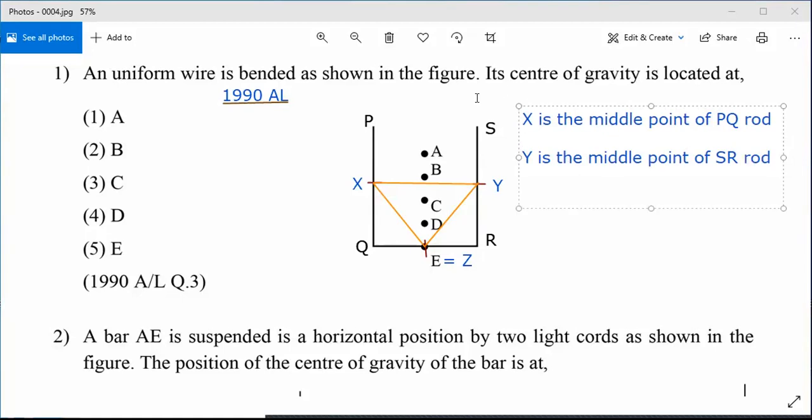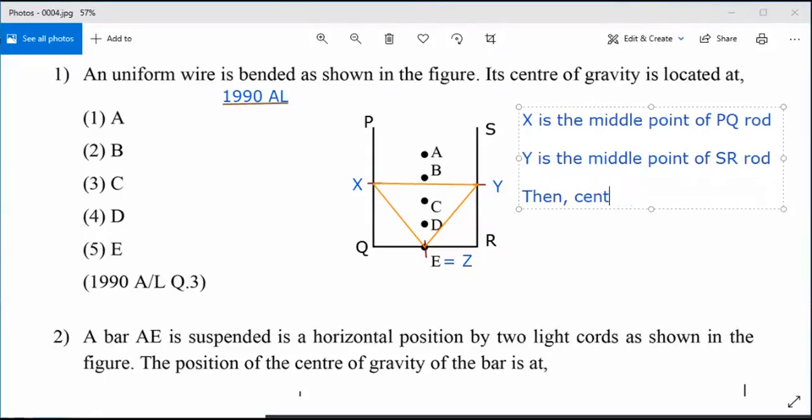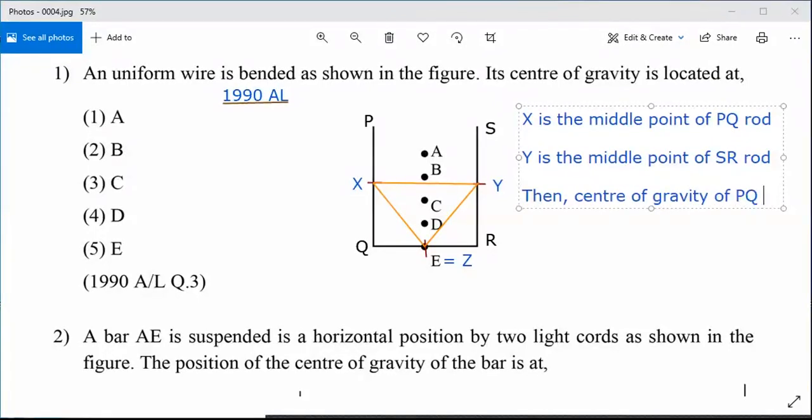Then please write with me. Then the center of gravity of PQ and SR rods should be at the center of XY line.